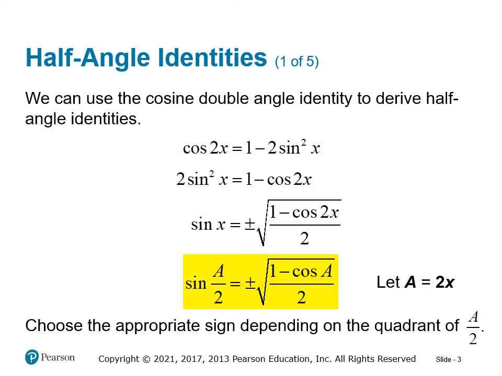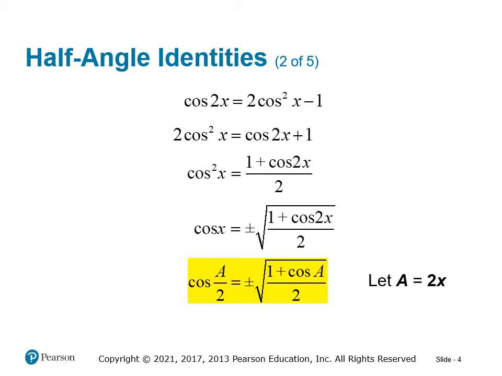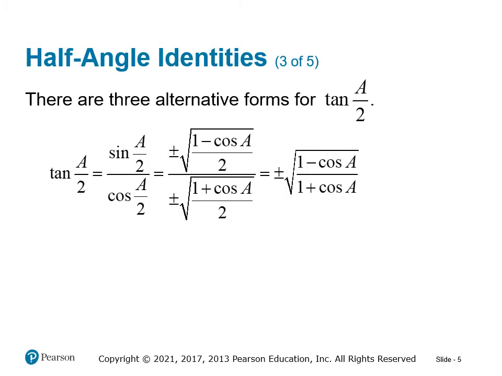And of course, as we've done throughout the entire course, it's important for us to choose the right polarity, the appropriate sign, positive or negative, depending upon the trig function we're working with and the quadrant of the angle. In this case, the angle is a half angle, or a over 2. We can do a similar thing with cosine, and we end up with the cosine of a over 2 is plus or minus the square root of 1 plus cosine a over 2. Again, same thing, choosing the right quadrant based upon where that angle is.